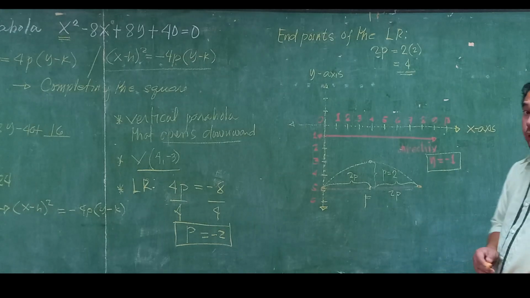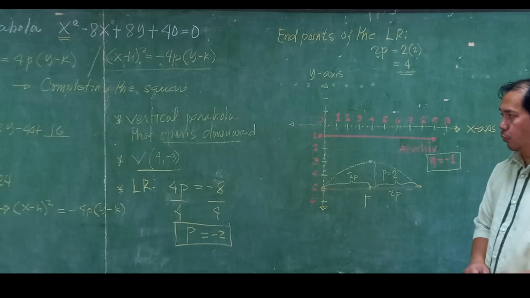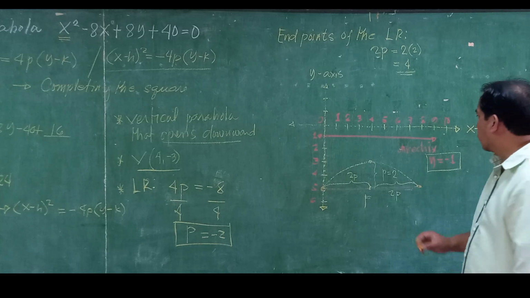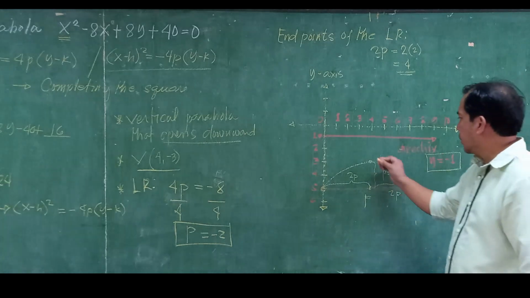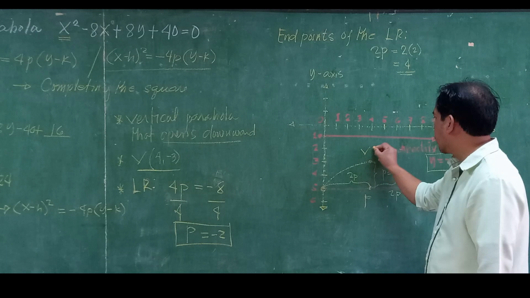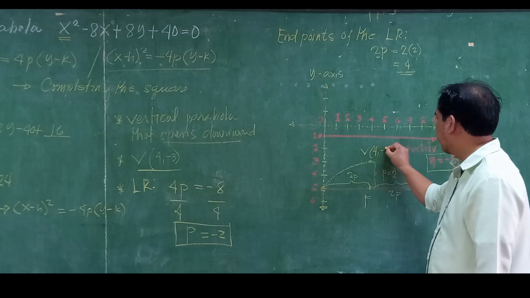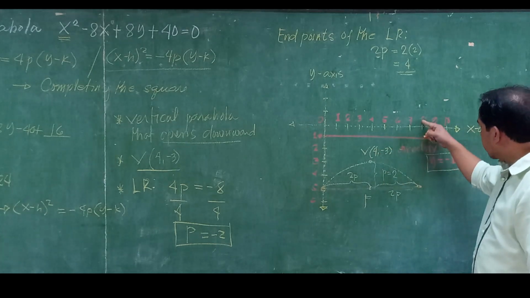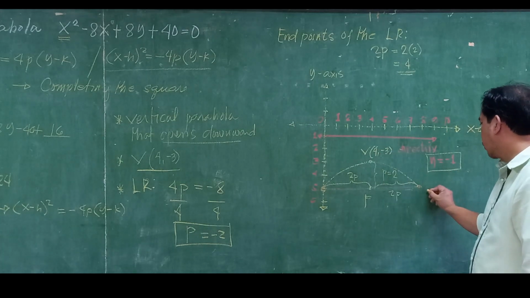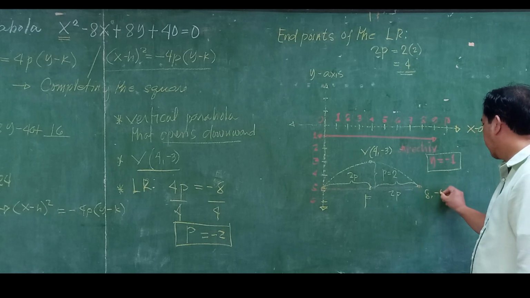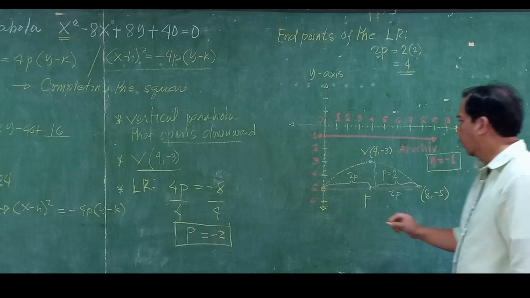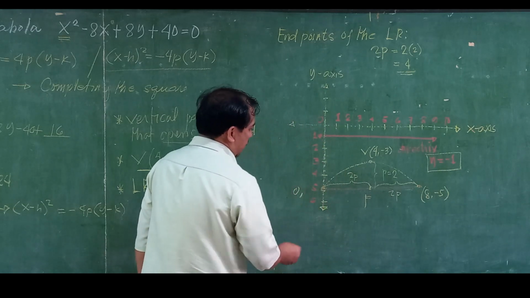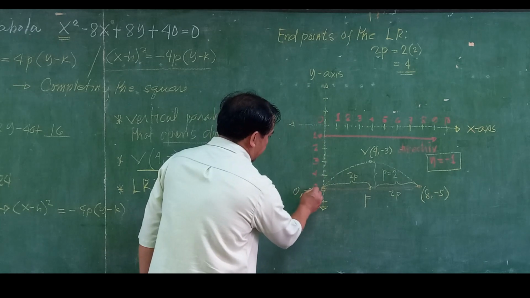Now, are we done? No, we are not yet done. Of course, we look into the labeling of our graph, and so we have to label them. This is our vertex. Our vertex is (4, -3). What are the endpoints of the latus rectum? That is (8, -5), and over here, (0, -5).